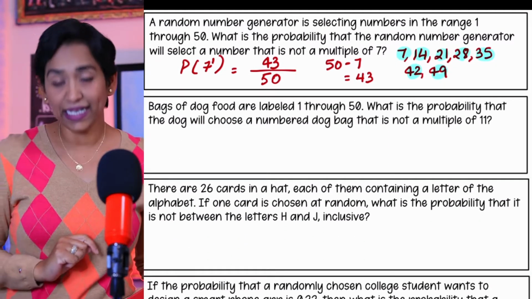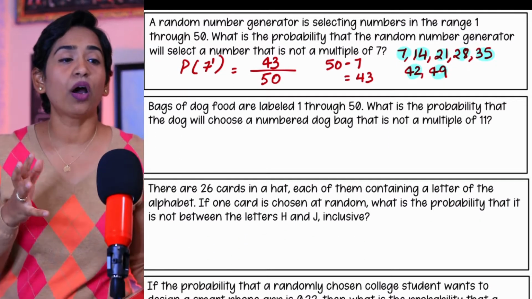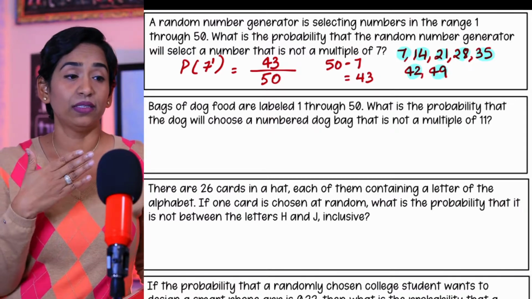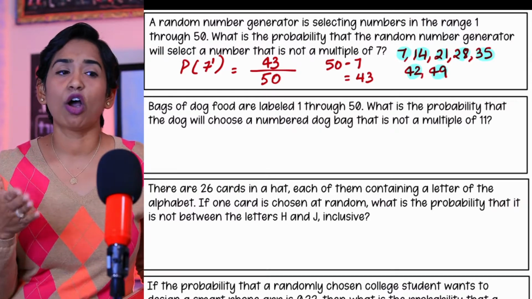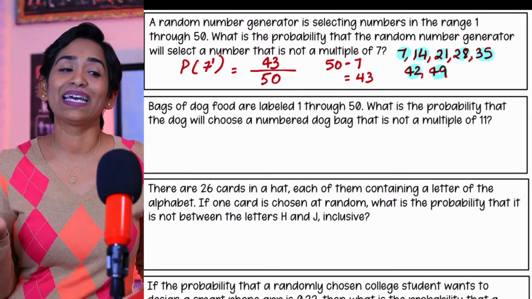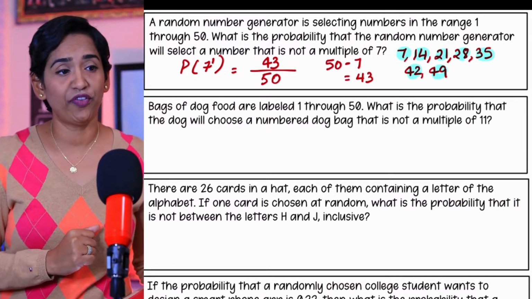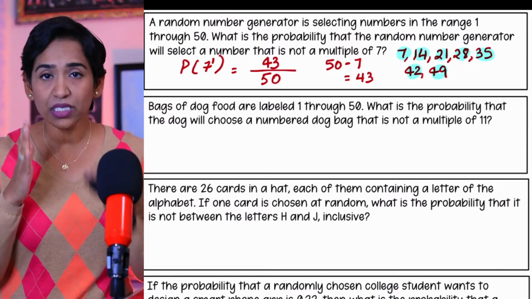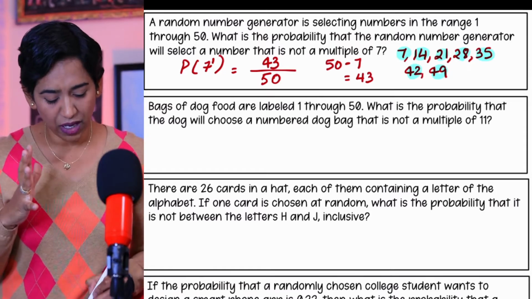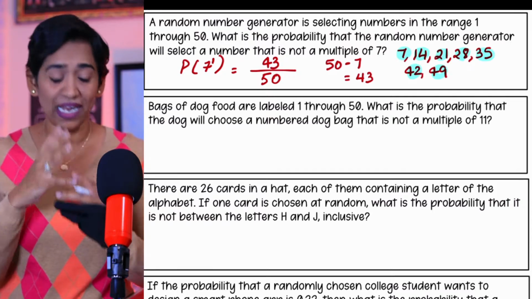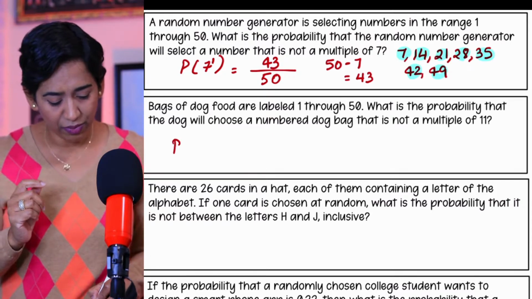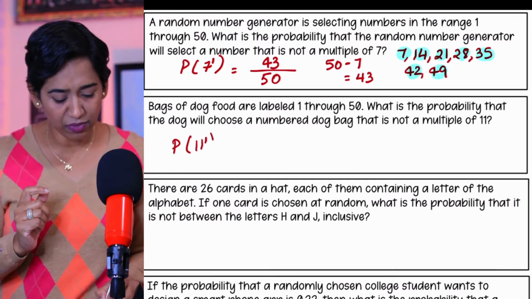Let's go ahead and take a look. Bags of food are labeled 1 through 50. What is the probability that the dog will choose a numbered bag that is not a multiple of 11? I'm not going to write all the numbers 1 to 50. I'm just going to write down the multiples of 11. So, the probability of not a multiple of 11.